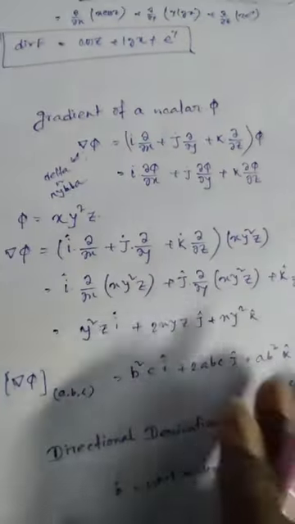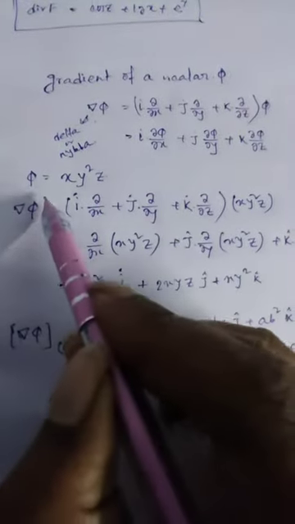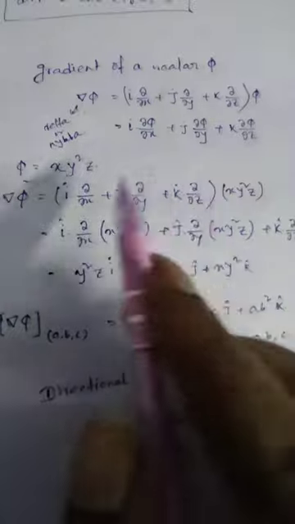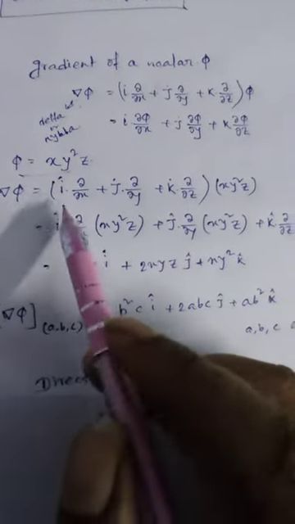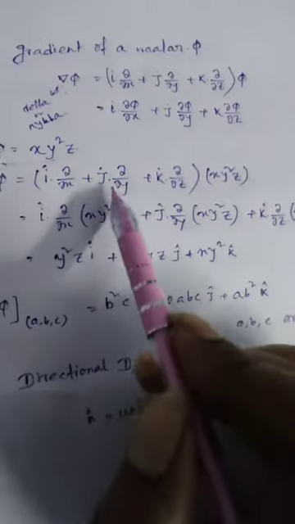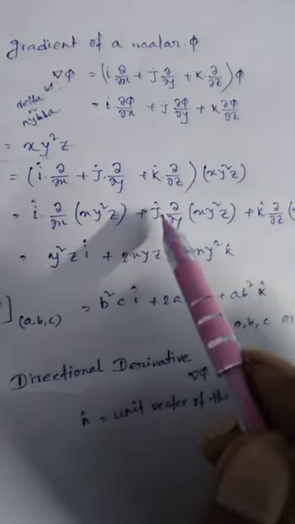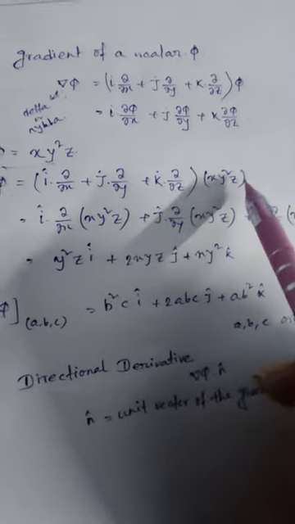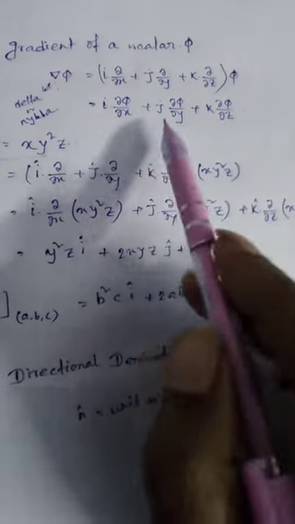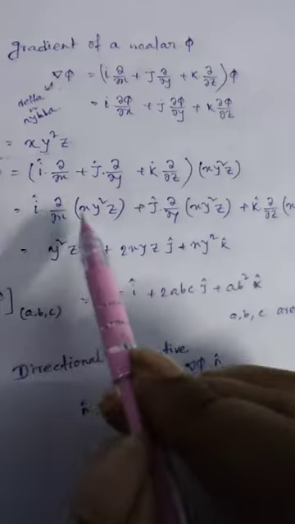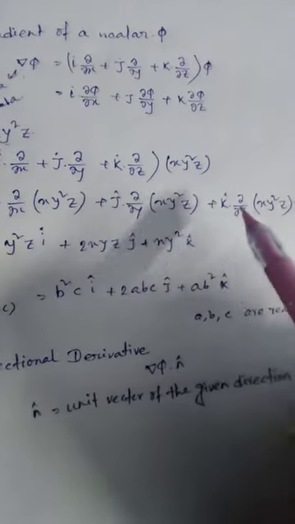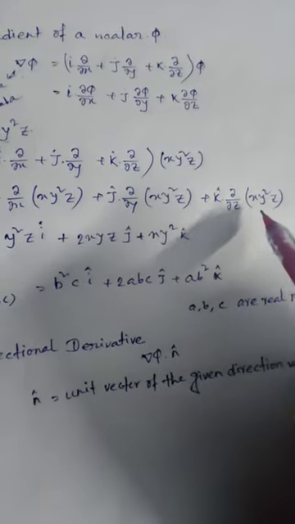Suppose we consider the scalar function phi is equal to x y squared z. Then the gradient of this function is grad phi is equal to i into del x plus j into del y plus k into del z of x y squared z. This is the phi function. Now from here we can use this formula, that is i into del x of x y squared z plus j into del y of x y squared z plus k into del z of x y squared z.